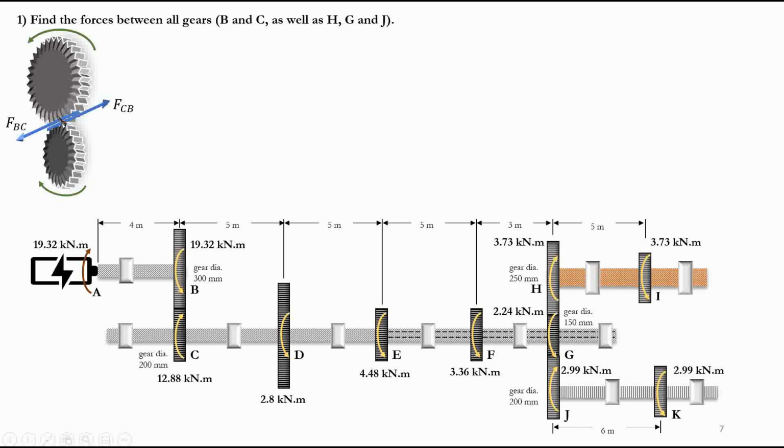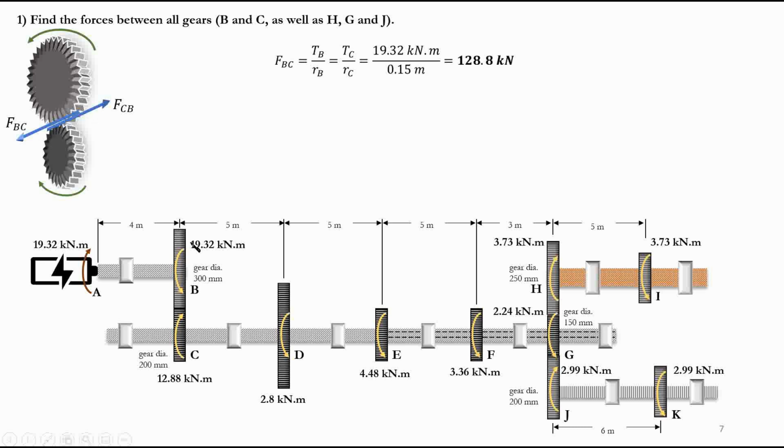So here we have force multiplied by the radius of each gear. This force F_BC multiplied by R gives us this torque, and F_CB multiplied by this radius gives us this torque. We can use either of them: either 19.32 divided by the radius of this gear, or 12.88 divided by the radius of this gear. Both give the same value because this is action and reaction, so these two values are the same thing.